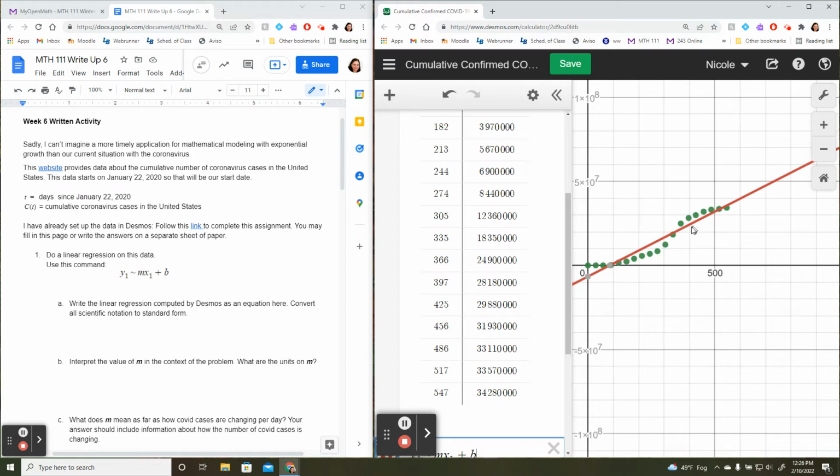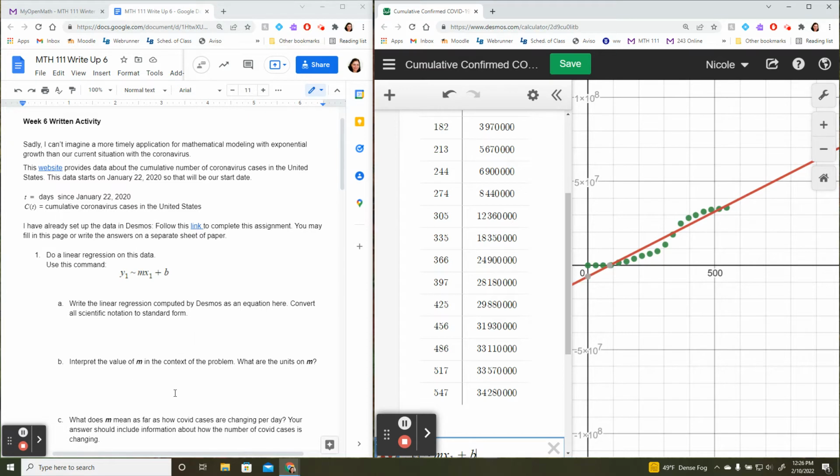But you can see that it comes up with an equation. Here it is right here in red. You can see that's your linear model. What I want you to do is write the equation here. So you're going to write y equals, whatever it tells you m was, x plus whatever it tells you b is. If something's in scientific notation, which hint, it is, go ahead and convert it to standard form.